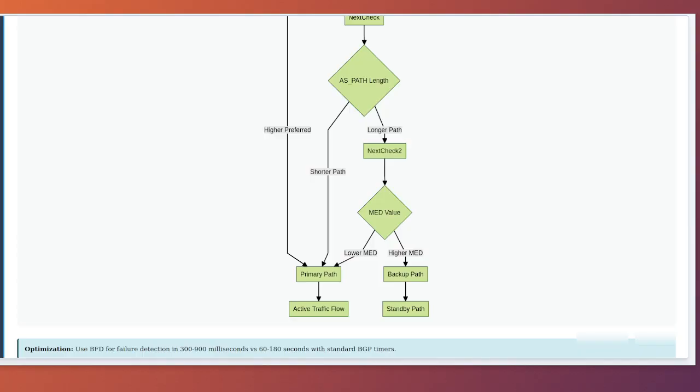Bidirectional forwarding detection, or BFD, is a protocol that provides fast failure detection for BGP sessions. Normally, BGP keepalive timers are typically 60 seconds with a hold time of 180 seconds, meaning it can take up to 3 minutes to detect a failed BGP session. BFD can detect failures in sub-second timeframes. When you enable BFD on your BGP sessions with AWS, failure detection and convergence are much faster, reducing downtime during failure scenarios. BFD is supported on Direct Connect and should be enabled for production deployments where fast failover is important.